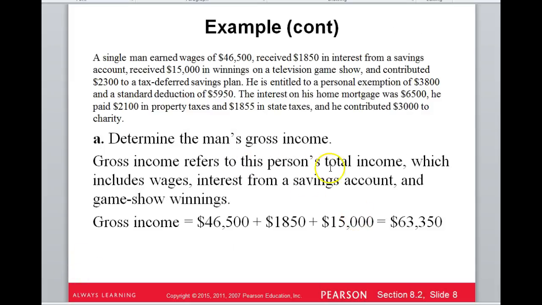The gross income is his income that came in: the wages, the interest from the savings account, and that game show winnings. Those three numbers are going to be added together to come up with his gross income. So that's where that's coming from. So the $63,350 is his gross income.